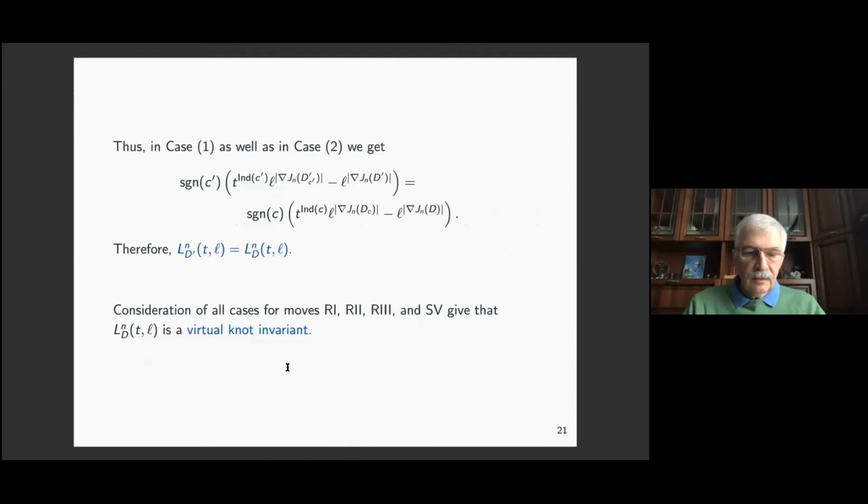And consider this for Reidemeister moves. So three classical Reidemeister moves and one mixed semi-virtual move. We see that the polynomial is invariant. So we conclude this is virtual, not invariant. The difference is that we consider not the classical smoothing, but a smoothing which is again the orientation smoothing in our sense.